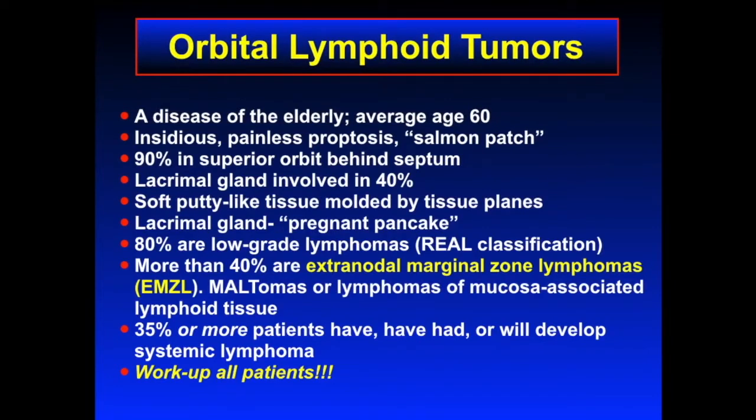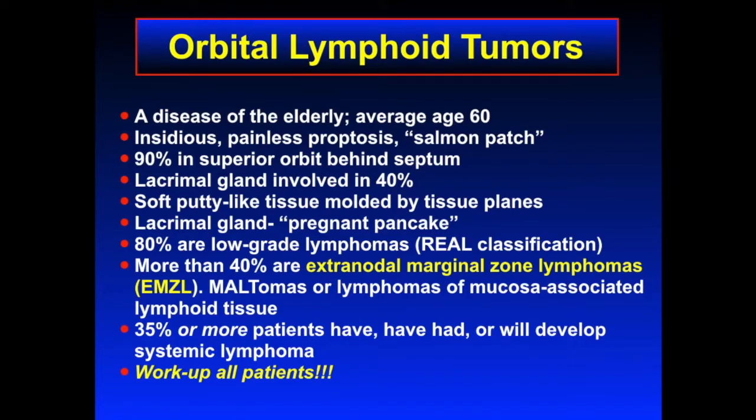Lymphoid tumors of the orbit are some of the most common orbital lesions. They are diseases of the elderly. Average age is about 60. Again, they frequently cause insidious, painless proptosis. They may have a salmon patch in the conjunctiva. 90% involve the superior orbit behind the orbital septum. There's frequently lacrimal gland involvement.